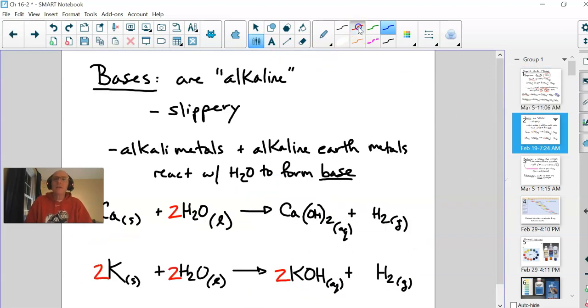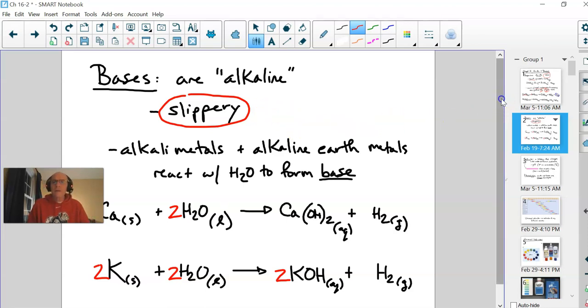Bases, on the other hand, have some other properties. Bases are slippery. We sometimes say bases are alkaline. You know, acids are, of course, acidic. Bases are alkaline. You know that some things that are slippery are bases. Soap is a great example. Almost any cleaning fluid like ammonia or bleach are also weak bases. They're good at breaking hydrogen bonds.